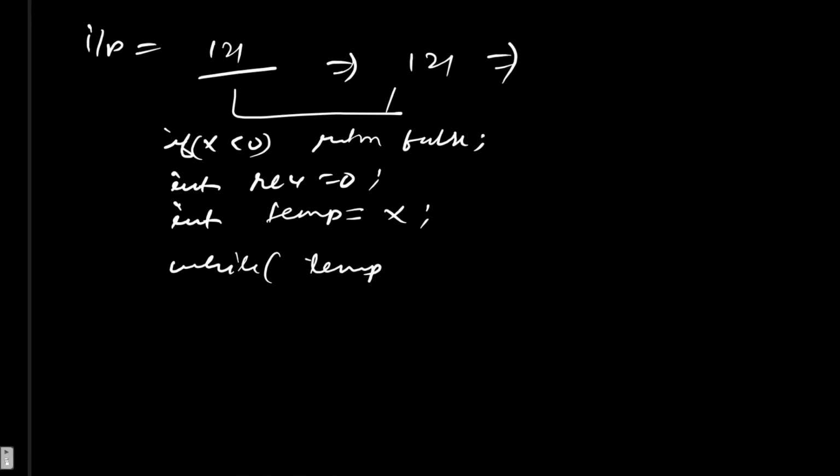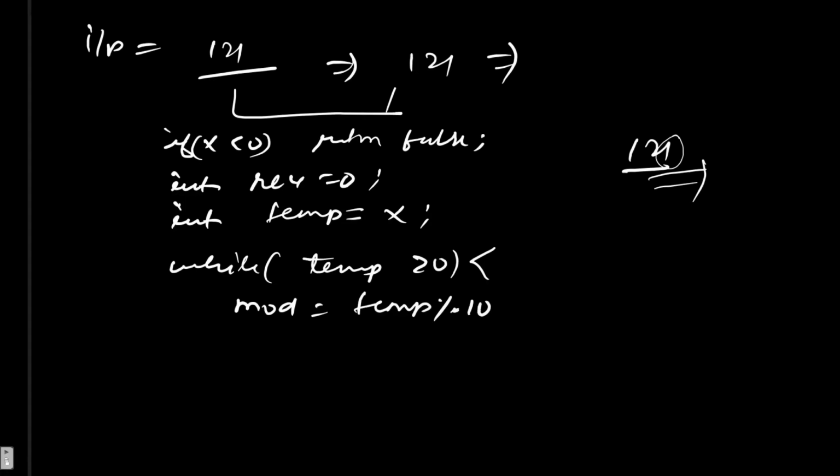For finding the reverse, we will do something like this, and let's say 121. We have to find the reverse. For that we have to get the last digit. How can you get that? We will get that using modulus. We will find temp percent 10, modulus 10. Now we have to divide the current number by 10, so that we will be able to find the next modulus, that is 2. So we will do temp equal to temp divided by 10.